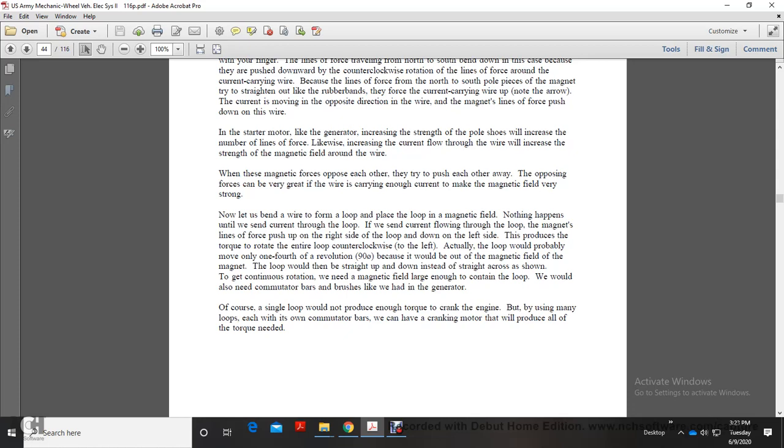Now let's bend the wire into a loop and place the loop in the magnetic field. With current flowing through the loop, the magnetic lines of force push up on the right side of the loop and down on the left side, which rotates the loop counterclockwise, to the left.